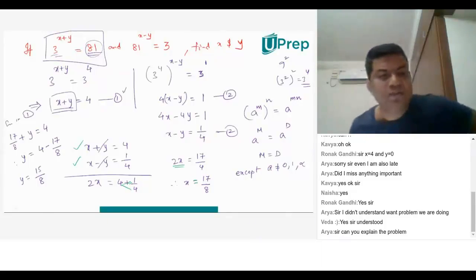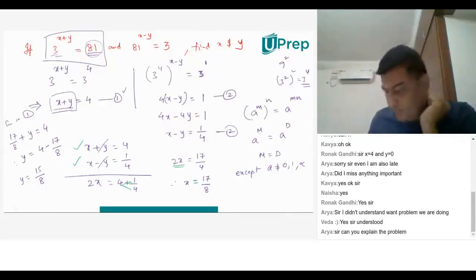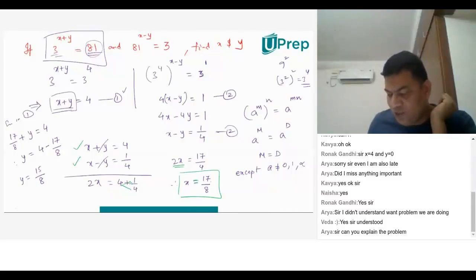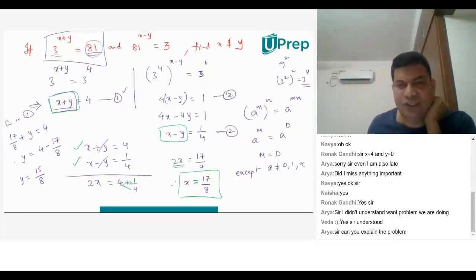Are you okay until now? Yes, sir. Now, when x is equal to 17 by 8, I'm substituting the value. There is a relation between x and y here, and we also have a relation between x and y here. You can use any of the relations. You can substitute in this or in this. So I put this value of x in this. How did I put it? So x is equal to 17 by 8.